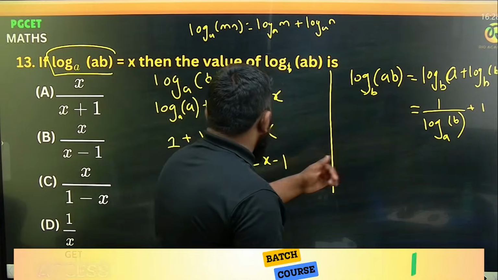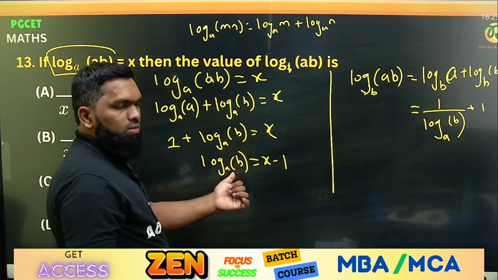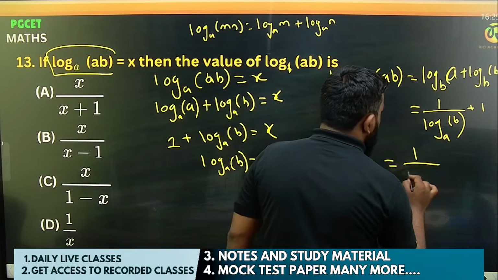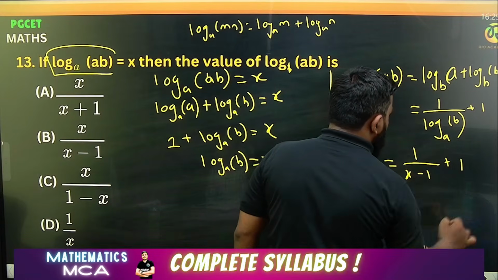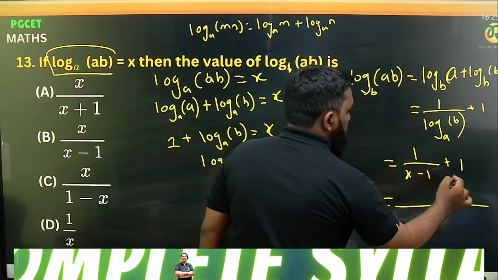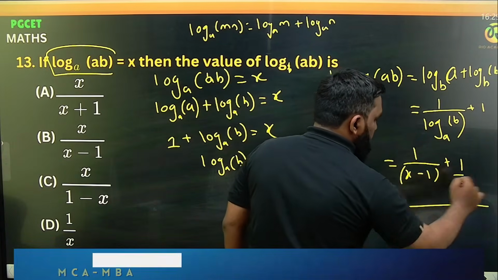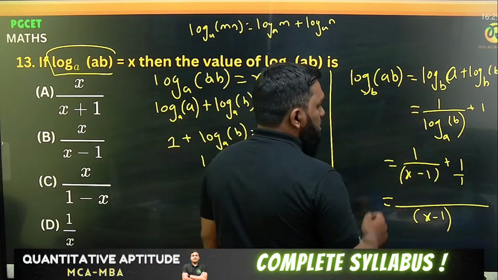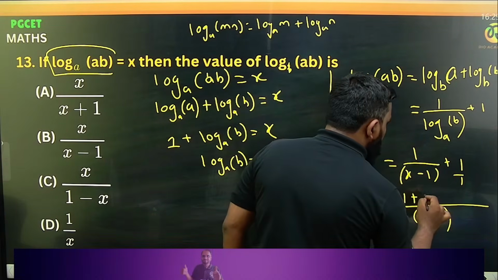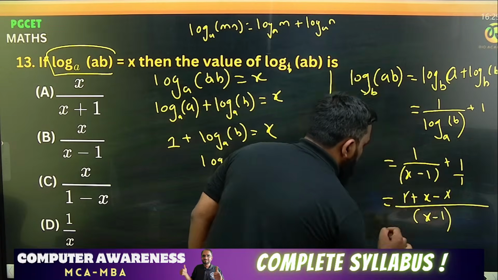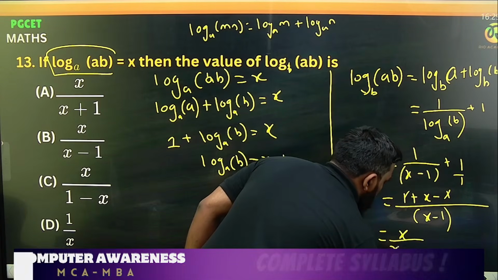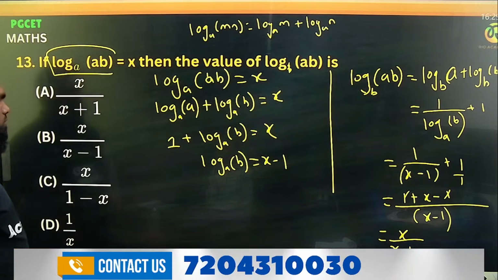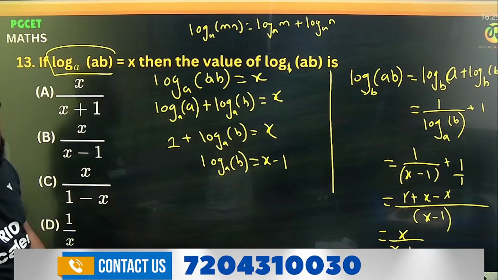Okay, what we have? Log of base a of b, x minus 1, 1 divided by x minus 1 plus 1. Here the LCM will be x minus 1. Now multiply: 1 plus x minus 1, the 1 gets cancelled. The answer will be x divided by x minus 1. Which will be the answer?